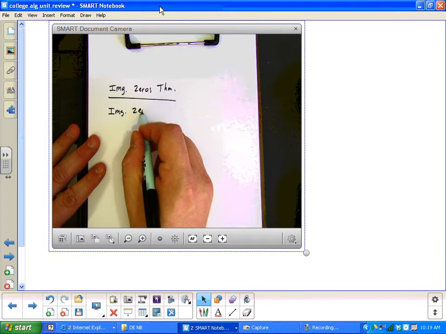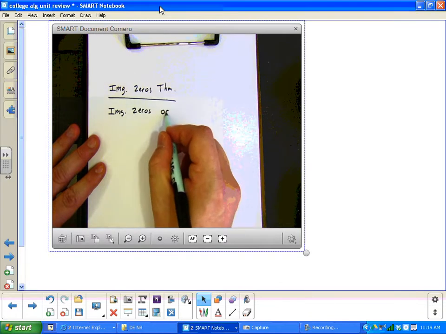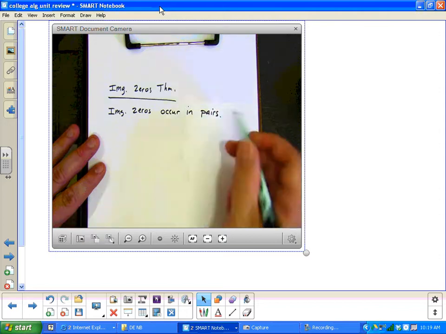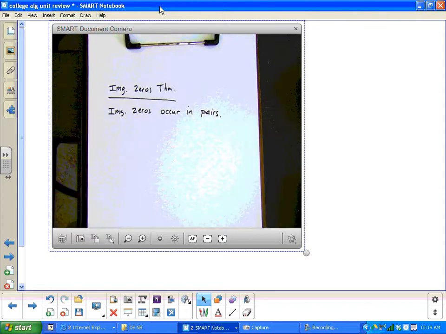Imaginary zeros occur in pairs. So it's impossible here to get just one imaginary zero. Raven, you have a question? All right, so imaginary zeros have to occur in pairs.